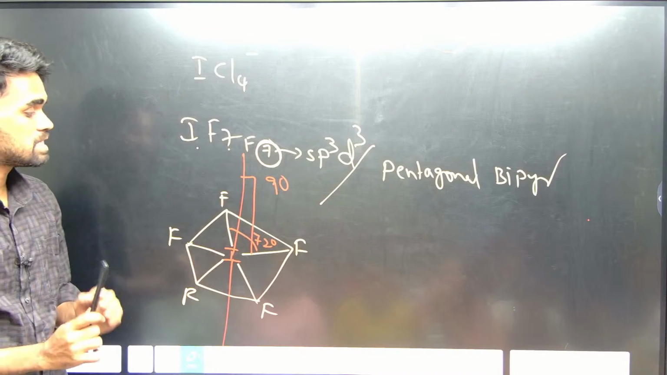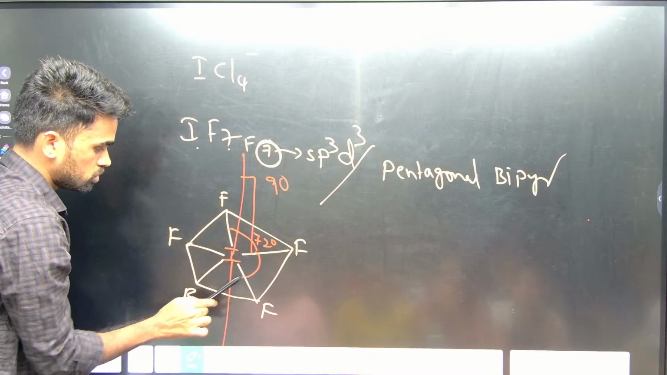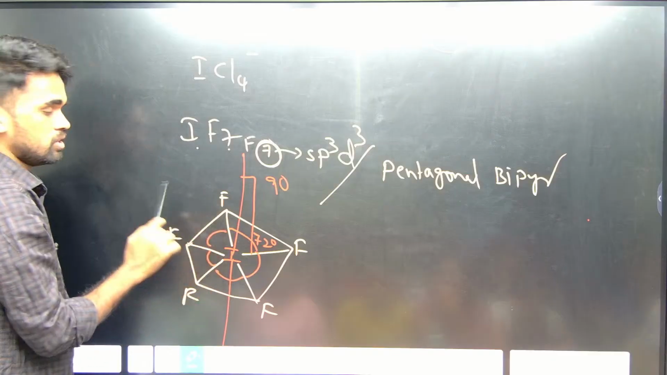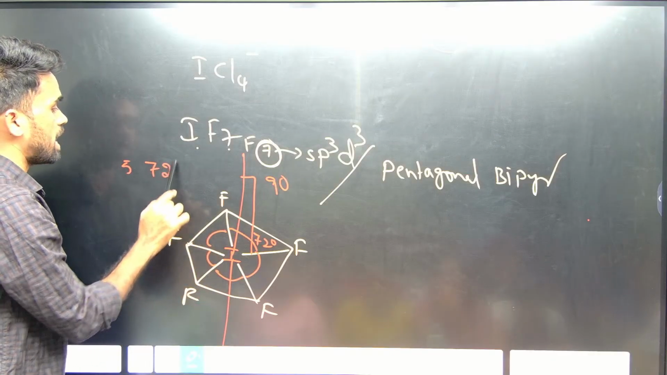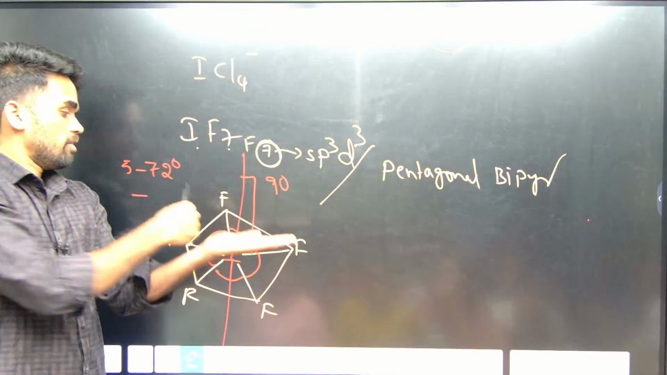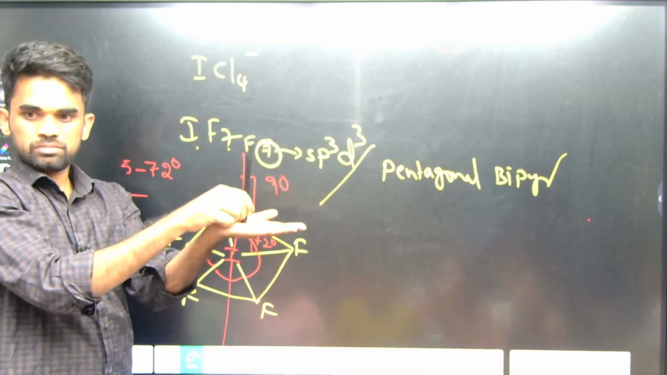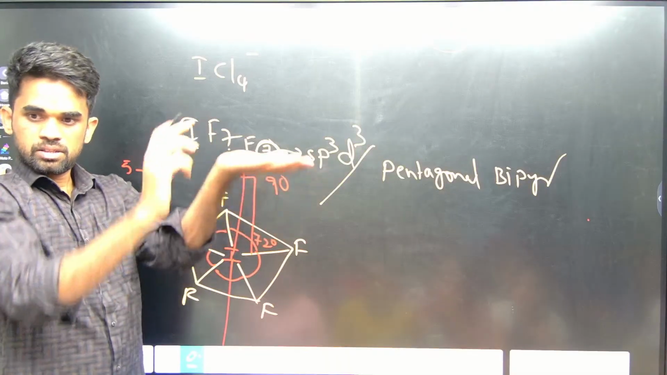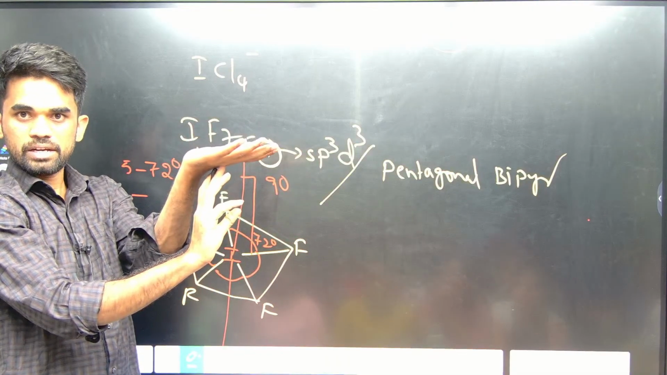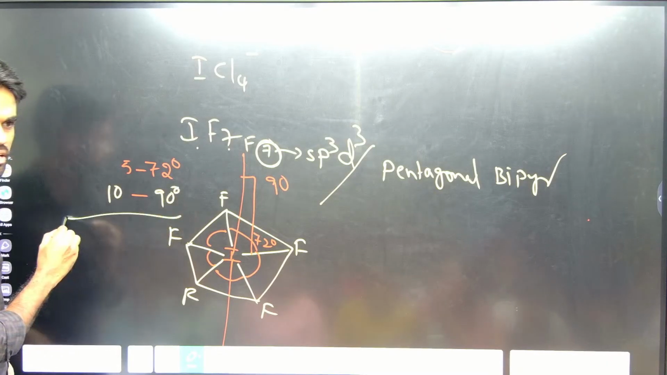Like that, how many 72 degrees angles are there? 1, 2, 3, 4, 5. So 5 72 degree angles are there. Okay. Now how many 90 degree angles are there? 5 bonds now, with 5 bonds above 1, 5 90s, and below also 5 90s. Total how many 90s? 10 90 degree angles. Is this clear or not?